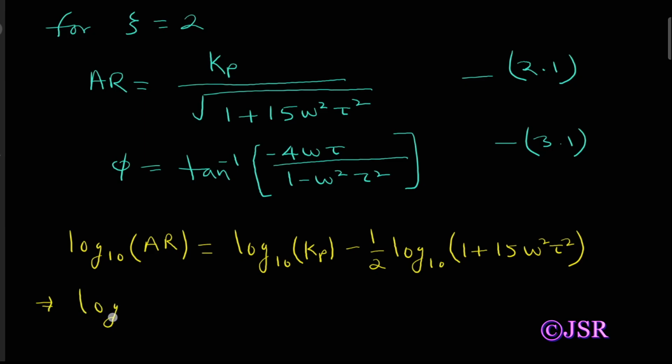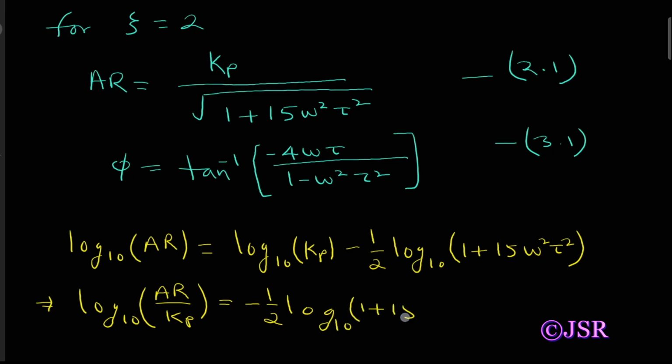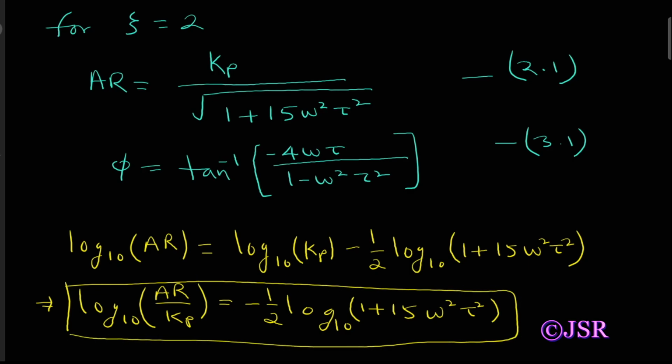So log 10 AR upon Kp will be equal to minus half log 1 plus 15 omega square tau square, and this will be equation number 3.2.